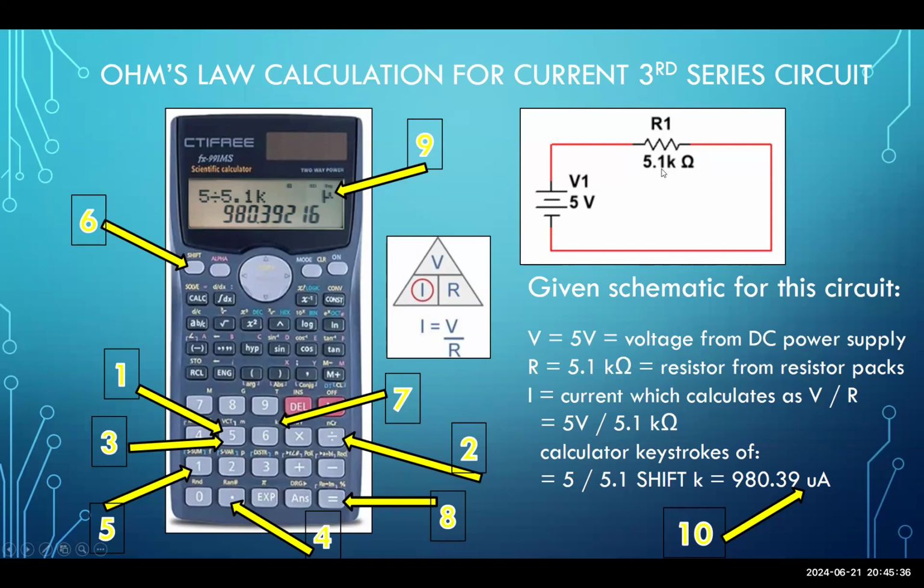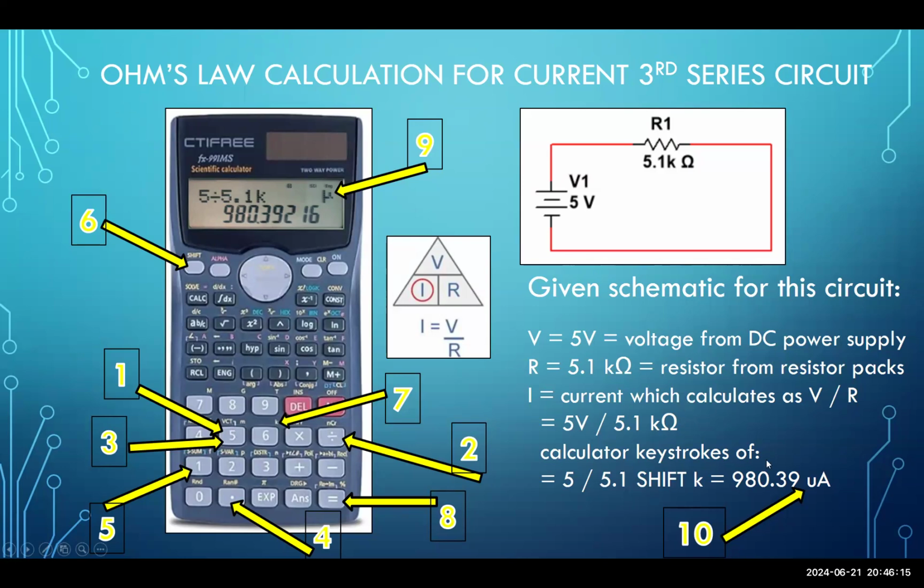You do have this in your pack of resistors. And so if we're looking for current, again, we refer to the triangle, cover the I. We're looking for current, which is shown by the letter I. Cover that with your thumb. What do you see left over? V over R. So I is equal to V over R. V is 5 volts from your power supply. R resistance is equal to 5.1 kilo. It means this is 5.1 thousand or 5,100 ohms. That's a lot of ohms. And so this comes from your resistor packs. So current is calculated as V divided by R, or in this case, 5 volts divided by 5.1 kilo ohms.